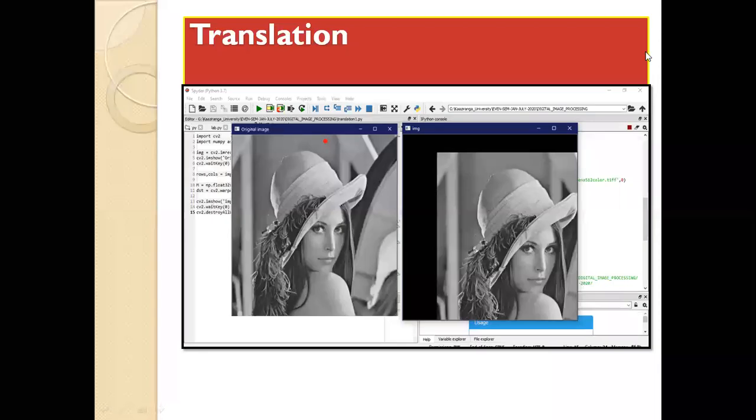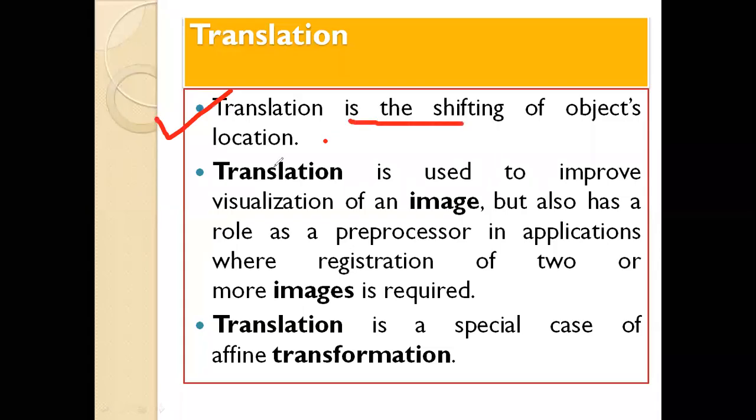Hello everyone. In this lecture, I'll try to explain what translation is and how to implement translation in OpenCV using Python. So let's start today's class. First of all, what is translation? Translation means shifting of an object's location. In image processing tasks, the shifting of an object's location is what we mean by translation.